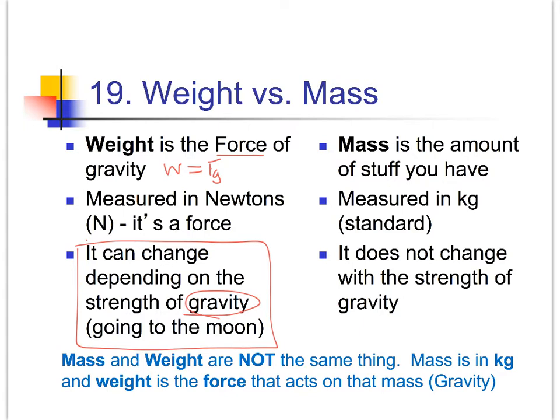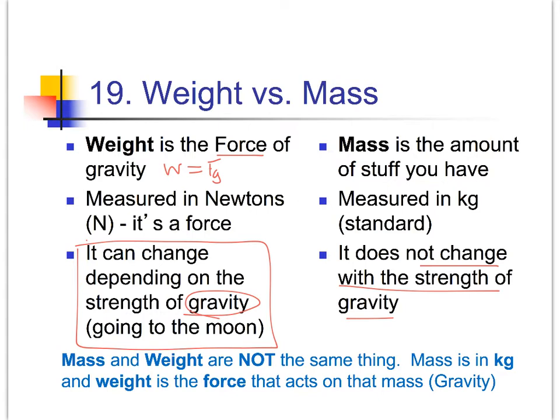And mass does not change with the strength of gravity. So if an object goes to the moon, its mass remains the same. All right, and that really comes from the fact that mass is the measure of the amount of matter. The amount of matter contained within an object doesn't change when we take it to another planet. How much gravity pulls on that matter, the force may change, but the amount of matter itself does not. So the mass stays the same, but the force or the weight may change.